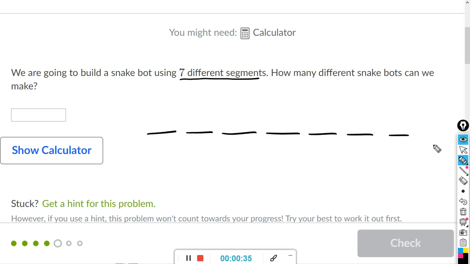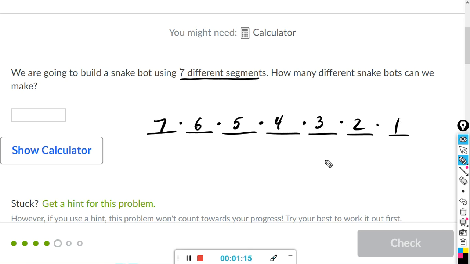So we're basically using the fundamental counting principle. If we have 7 different segments, for the first segment, we can choose from any one of the 7. For the second segment, we already used one of the 7, so now we have 6 to choose from. For the third segment, we already used 2 of the 7, so now we have 5 to choose from. And so it goes, 7 times 6 times 5 times 4 times 3 times 2 times 1.